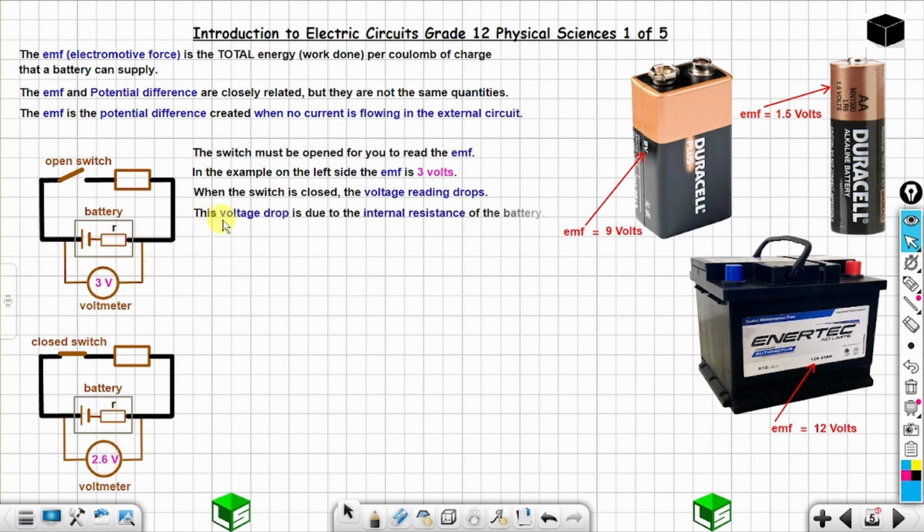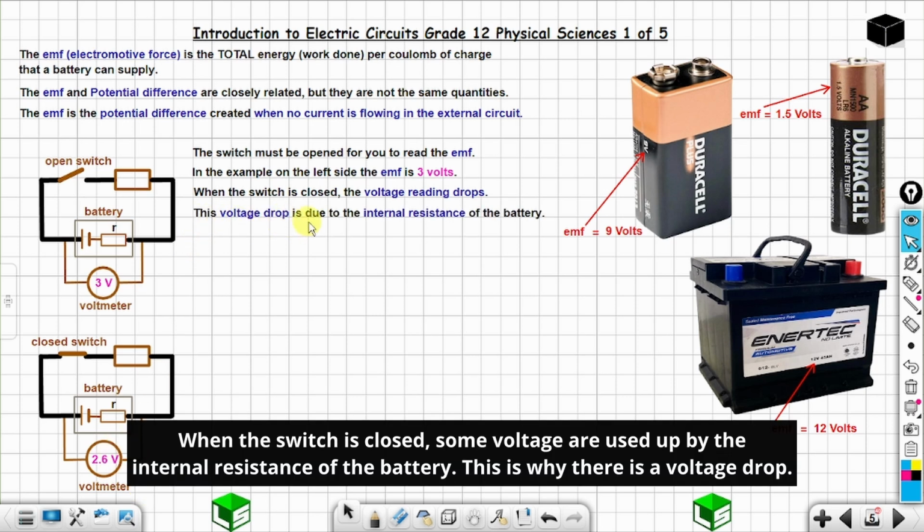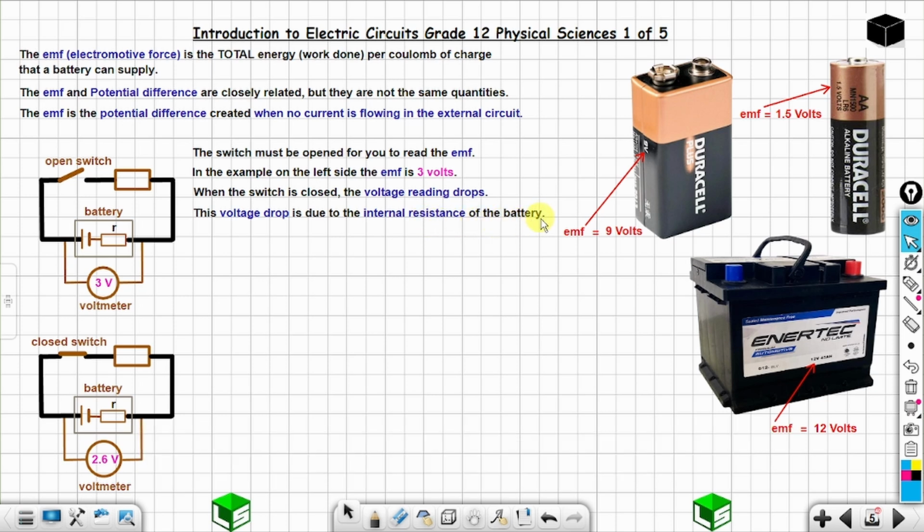Okay, so this voltage drop is due to the internal resistance of the battery. Inside the battery, there is an internal resistance due to the components inside the battery, due to the chemistry going on in the battery. So the voltage reading after the switch is closed is the potential difference of the external circuit.